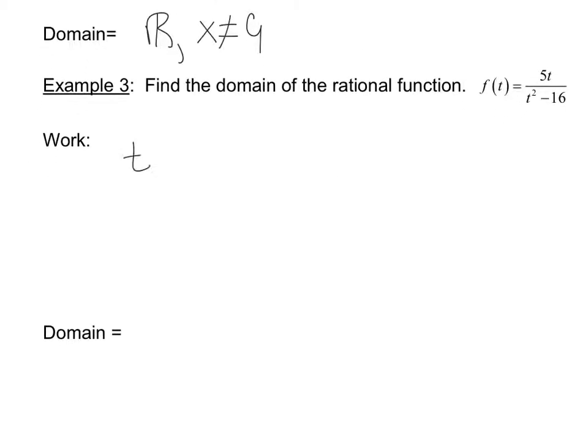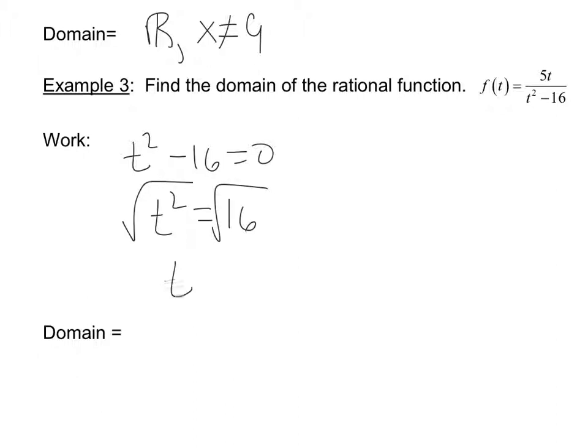So we get t squared minus 16 equals 0. Add the 16, square root, t equals plus or minus 4. So the domain, all real numbers. See how I have the little extra line here? This means all real numbers, except x cannot equal negative 4 comma 4. So let's take a look at some more rational expressions.